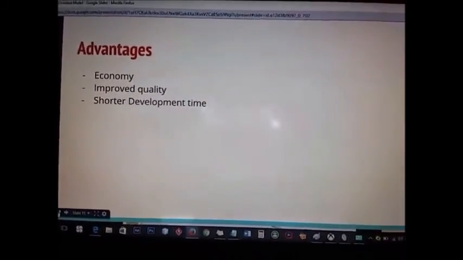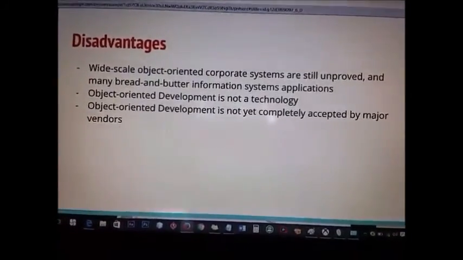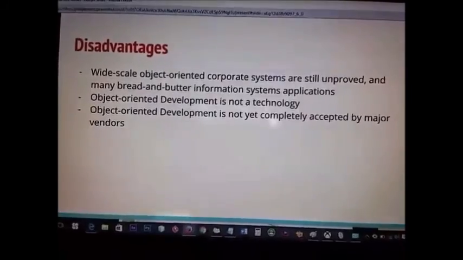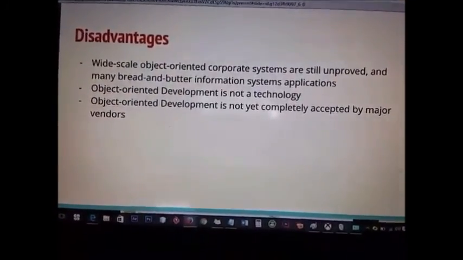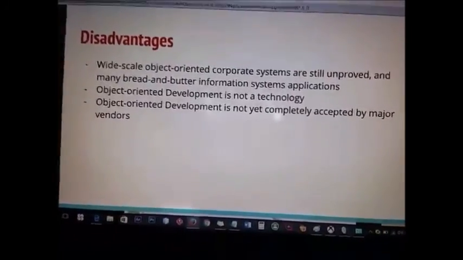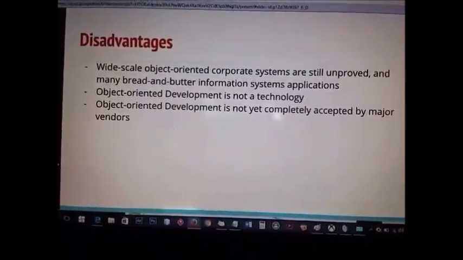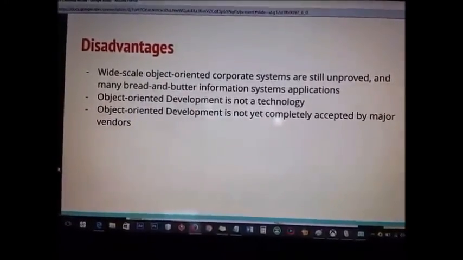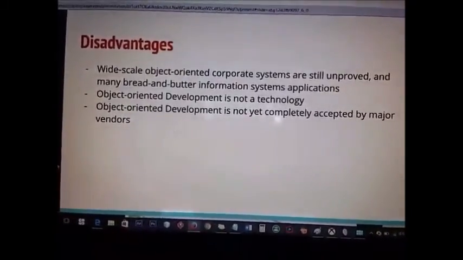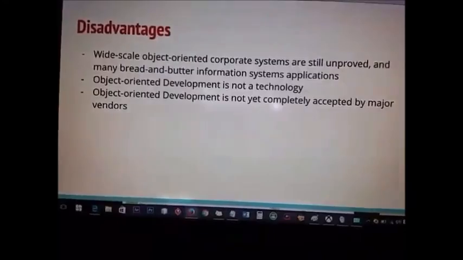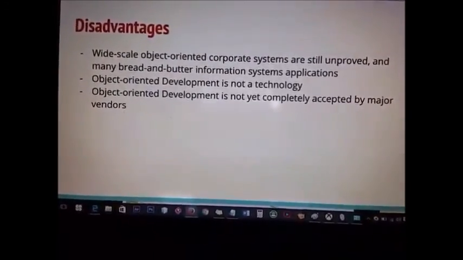Next, I will present the disadvantages of using the object-oriented model. The first is that object-oriented corporate systems are still unproven in many bread and butter information applications. The second is that object-oriented development is not a technology. Although many advocates are religious in their fervor for object-oriented systems, remember that all the hoopla is directed at the object-oriented approach to problem solving and not at any specific technology.